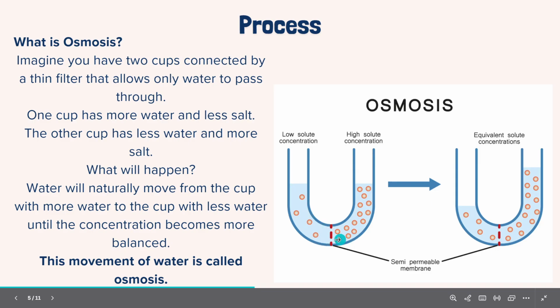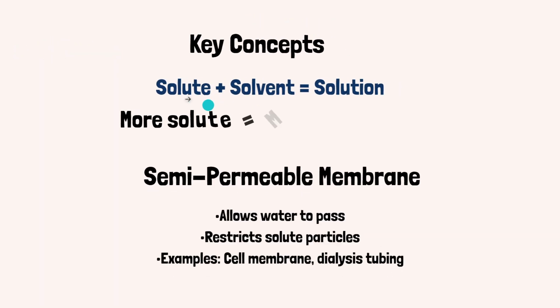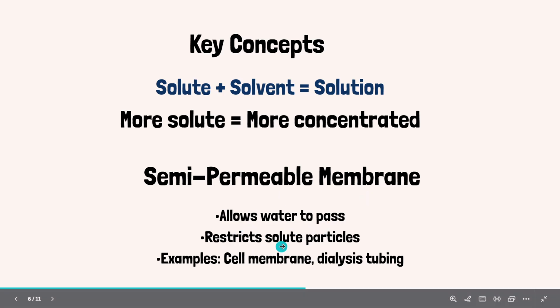Because of this difference, water moves from low solute concentration to high solute concentration through this membrane. So the key concept here is that solute plus solvent makes a solution, and whether the concentration is more or less depends on the solute. If there is more solute, the concentration will be higher. And what is the role of the semi-permeable membrane? It allows only water to pass, but it restricts the movement of the solute particles. For example, our cell membrane, and in dialysis filters too, right?